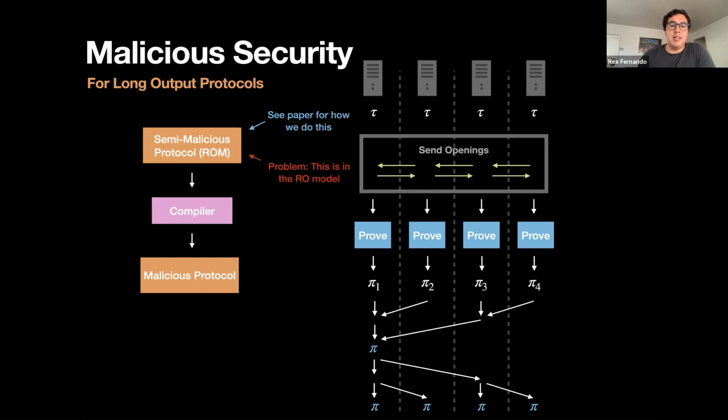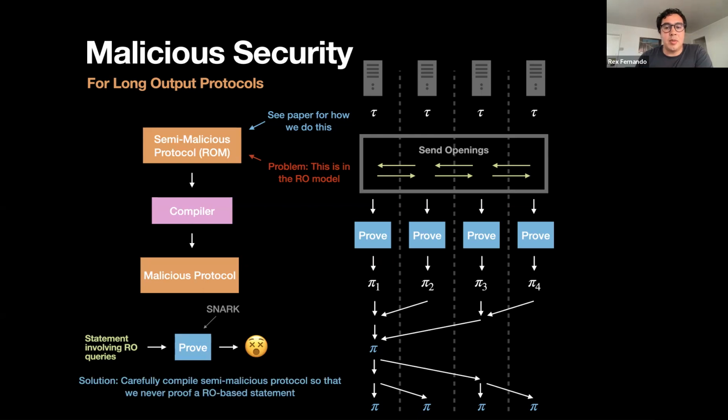The problem is that this semi-malicious protocol is in the random oracle model. In general, if you want to compile a semi-malicious protocol in the random oracle model to a malicious one, you will have to prove statements involving random oracle queries. And in terms of SNARKs, this doesn't play well with SNARKs. There's no known SNARK that works in this setting. So the way that we end up solving this problem is we carefully compile this semi-malicious protocol in an ad hoc way that's specific to our protocol, and this allows us to achieve malicious security without ever proving statements involving random oracle queries, even though the underlying protocol does use the random oracle. I'll refer you to the paper for the details on this.